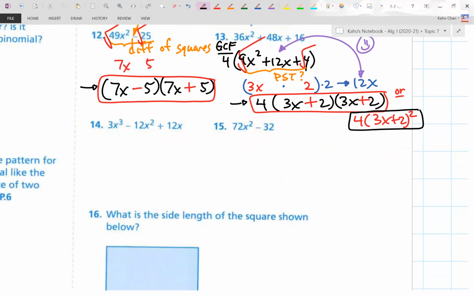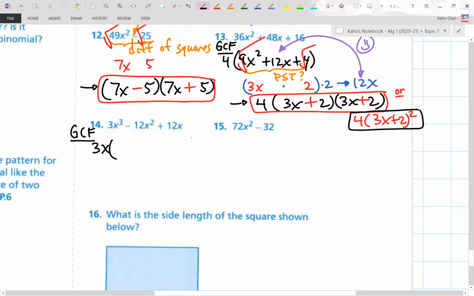Might as well. Oh, looks like I can take out a big GCF for number 14. Looks like I can take out a 3 as well as an x this time on all of them. That leaves me with x squared minus 4x plus 4. Yep, definitely a PST, because when you square root x squared, you get x. When you square root 4, you get 2. When you double it, you get the 4x, which matches the middle term.